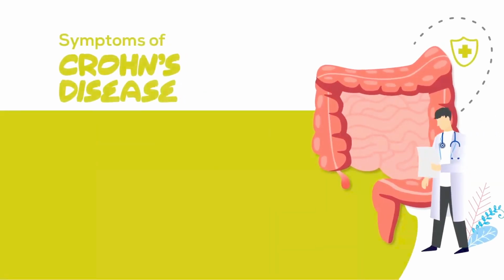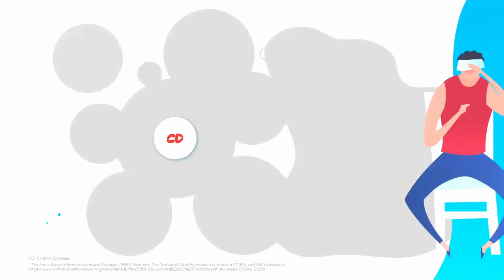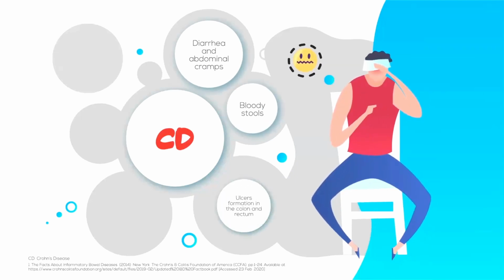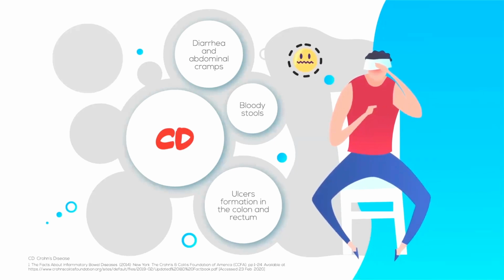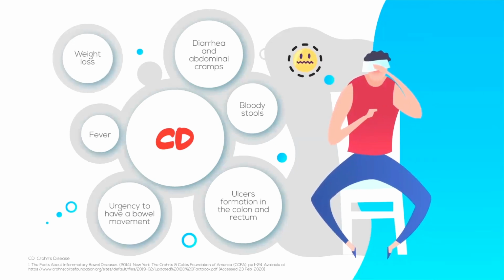Crohn's disease symptoms include: as the lining of the intestine becomes inflamed and ulcerated, it loses its ability to adequately process food and waste or absorb water, resulting in diarrhea and abdominal cramps, bloody stools, ulcer formation in the colon and rectum, fever, urgency to have a bowel movement, weight loss.